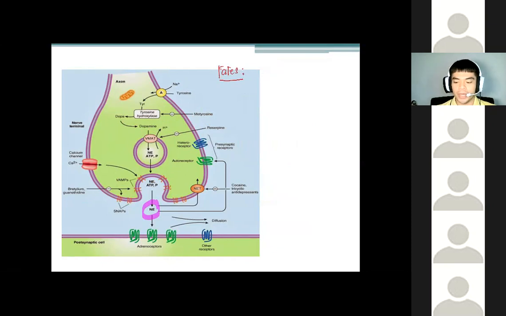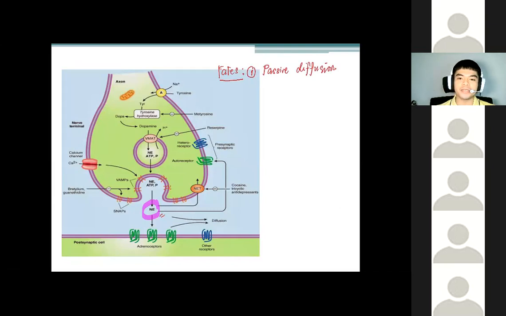Key concept, if norepinephrine is found in the cleft, what's gonna happen to it? Anong pwede mangyari sa kanya? Note everyone na meron tayong four possible outcomes. Number 1 is through passive diffusion.